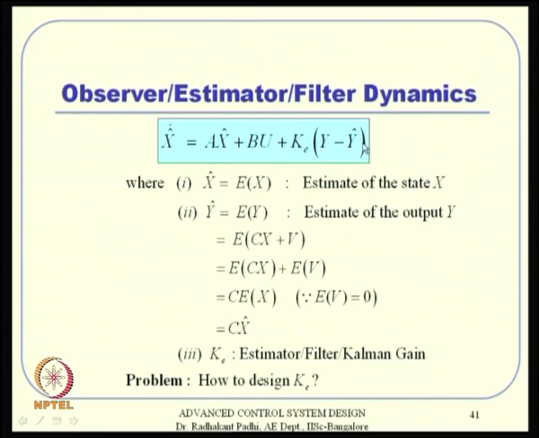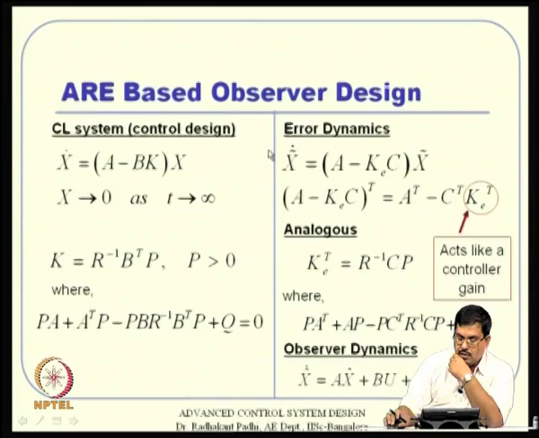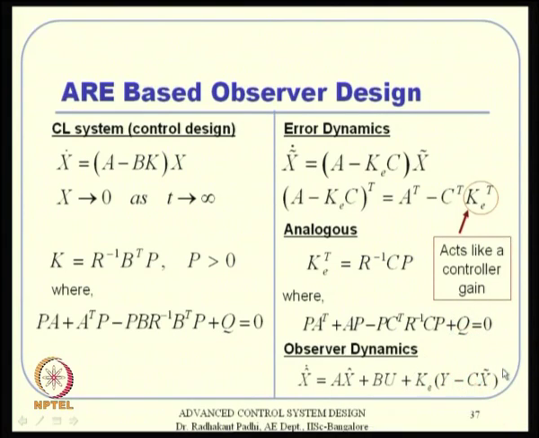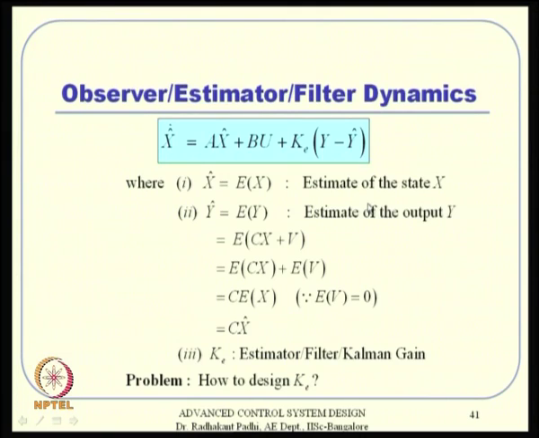We will still take an estimator dynamics, and here this Ke is called the Kalman gain, or estimator gain, or filter gain, whatever you want to call it. It is exactly the same as what we discussed in the observer. Whatever the observer equation is, it is the same as that. By the way, this is x hat. So, that is exactly the same as what we have discussed.